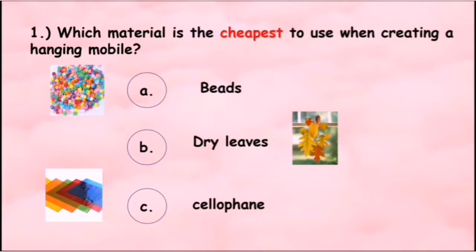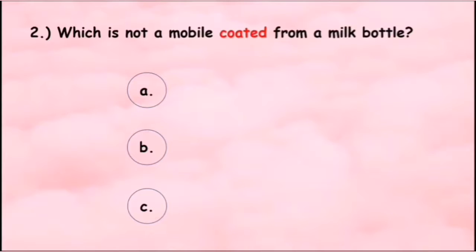Now let's go to number 2. So here is our new word. We have the word coated. Please follow me. Say coated. Very good. Coated means in Thai is okay. Now let's read question number 2. Which is not a mobile coated from a milk bottle?